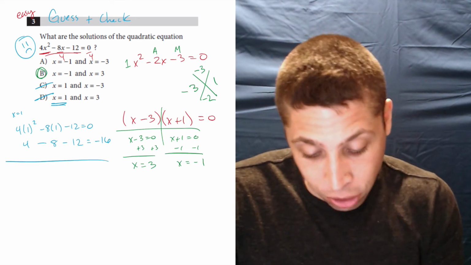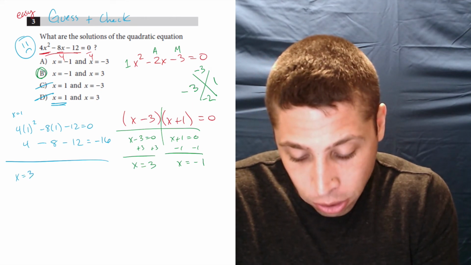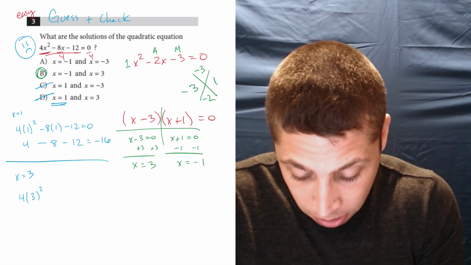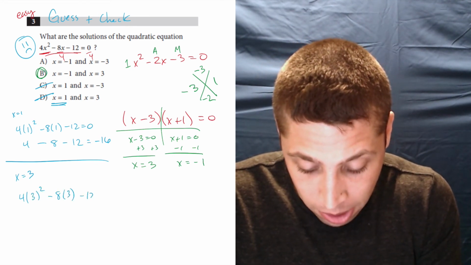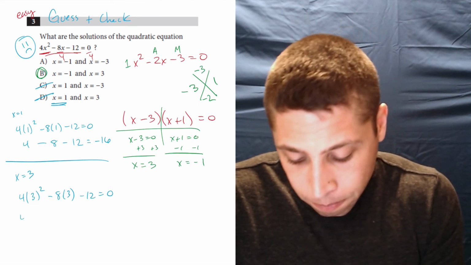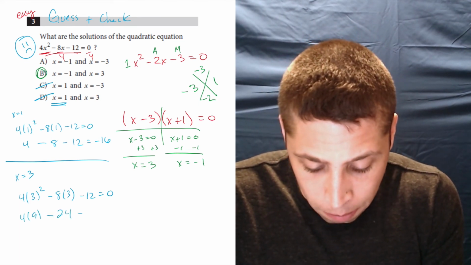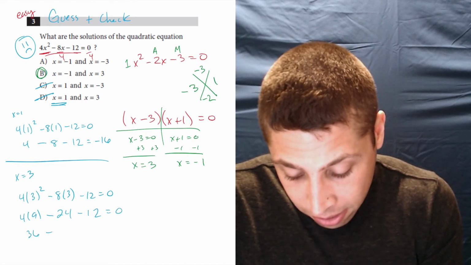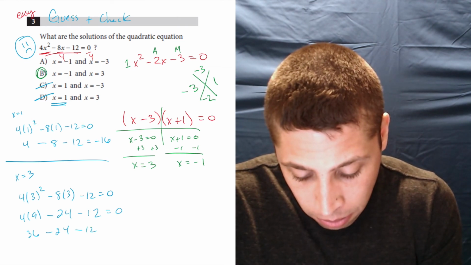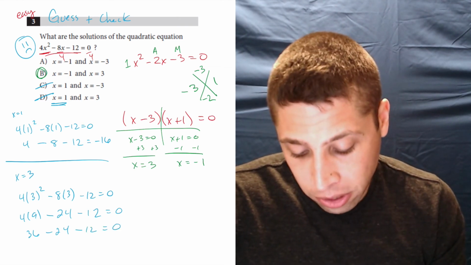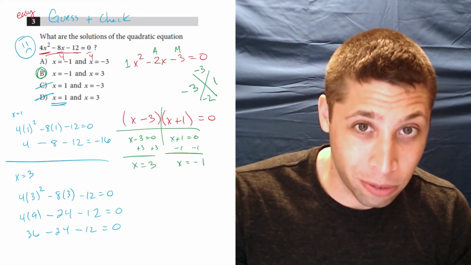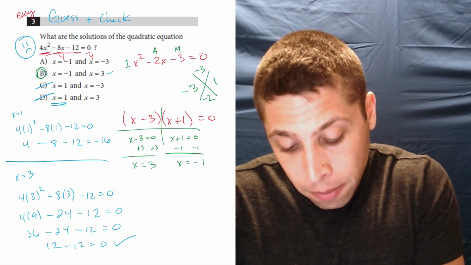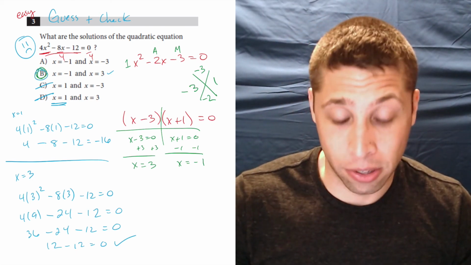So what would I do next? I'd test positive 3, right? Again, why introduce complexity? Why deal with negatives if I don't have to? So 4 times 3 squared minus 8 times 3 minus 12 is equal to 0. That's 4 times 9 minus 24 minus 12 is equal to 0. 4 times 9 is 36 minus 24 minus 12, and that is going to be equal to 0 because 36 minus 24 is 12, and 12 minus 12 is 0. And that proves that that's right, and there's B, the same answer.